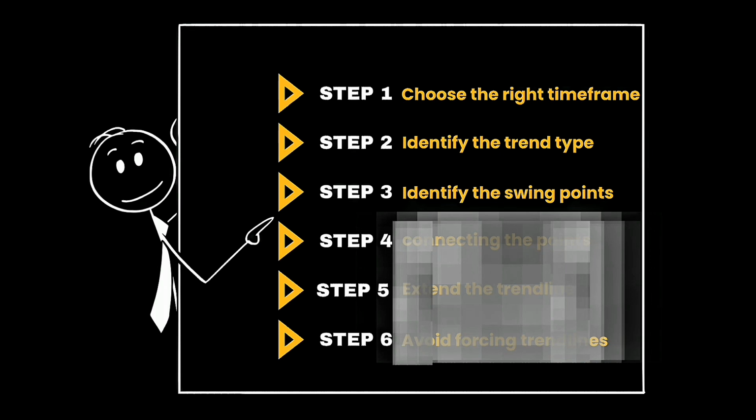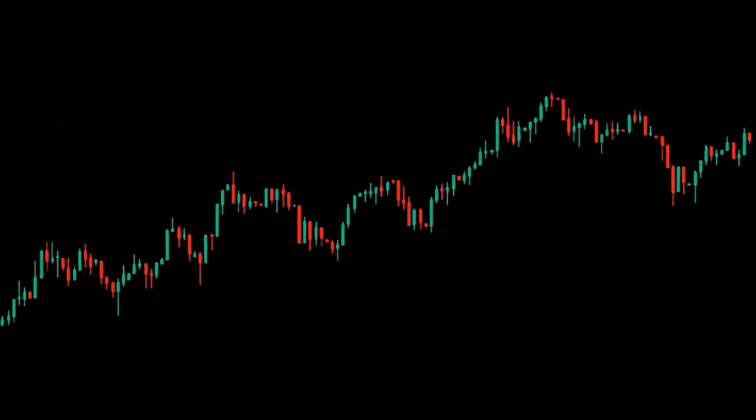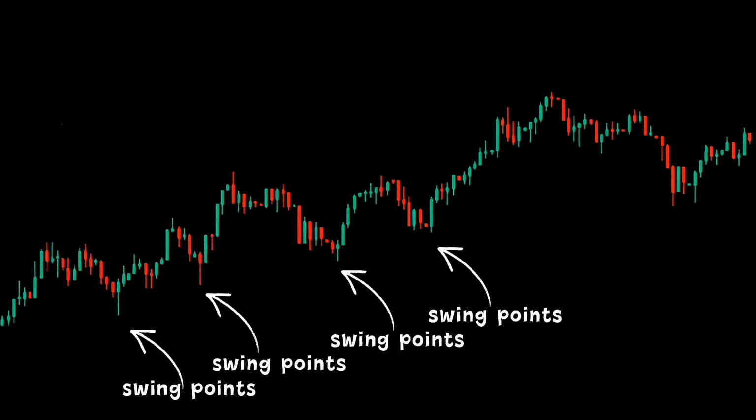Step 3. Identify the swing points. To draw a trend line, you must identify significant swing points. These points are where the price changes direction, either a swing low or a swing high. When I say significant swing high or low, it simply means you should focus on the main swings, not the minor ones. The minor swings will distract you and will make your trend line inaccurate. I'm not saying you should disregard them, but when drawing a trend line, the major swings are all we need.